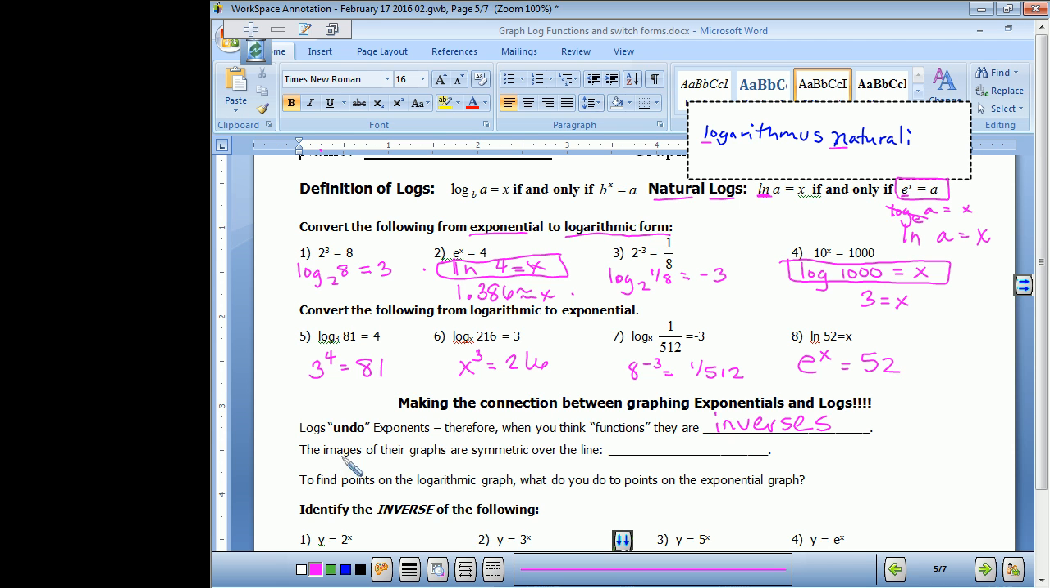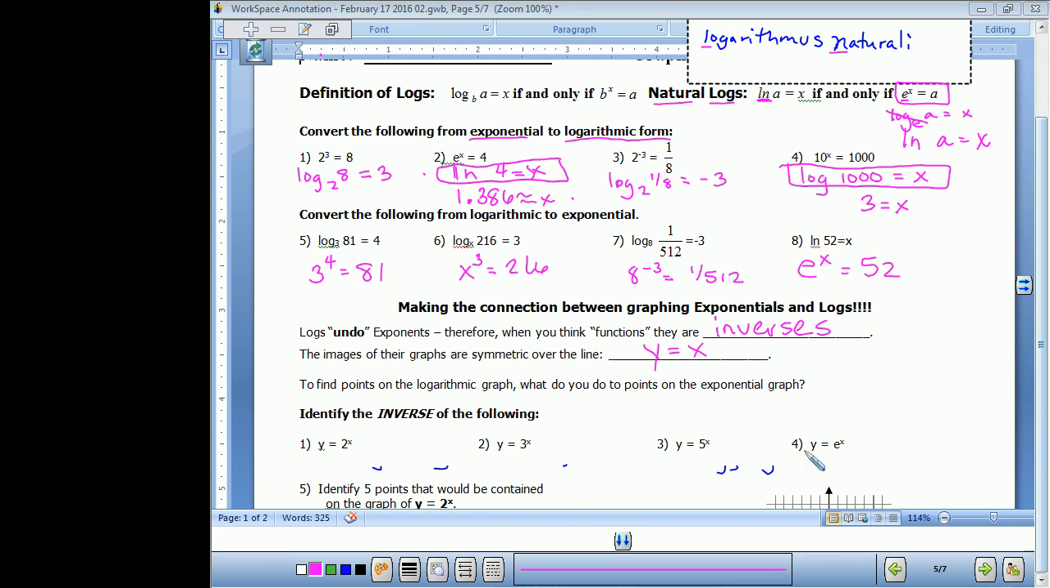So the graphs of inverses are symmetric over what line, guys? Y equals X. Yes. Y equals X. Okay, so let's think about the inverse of these exponentials. We know they're going to end up being what kind of functions? Logarithmic.